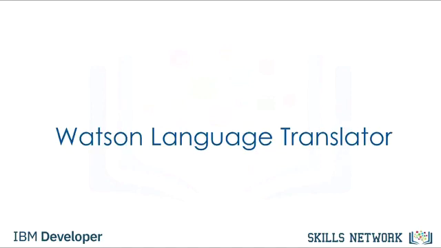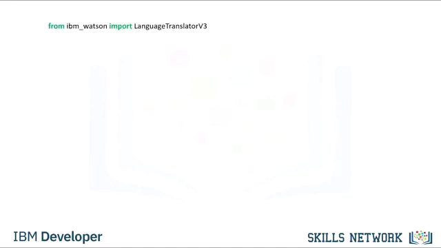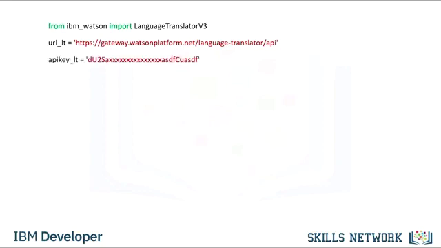Now let's see how to translate the text using the Watson Language Translator. First, we import Language Translator v3 from IBM_Watson. We assign the service endpoint to the variable URL_LT. You can obtain the service in the lab instructions. You require an API key. See the lab instructions on how to obtain the API key. This API request requires the date of the version. See the documentation.